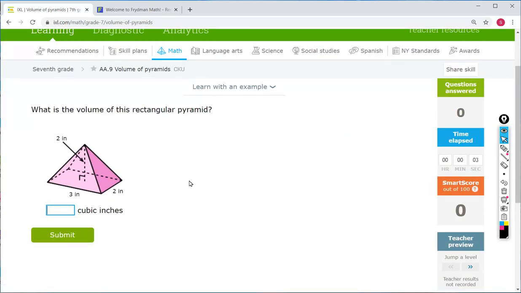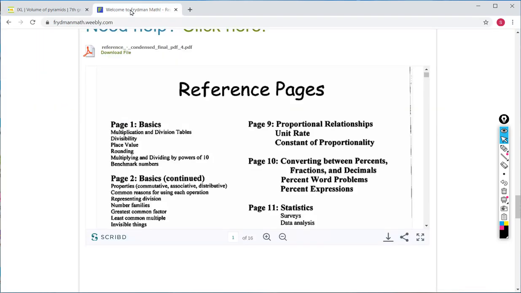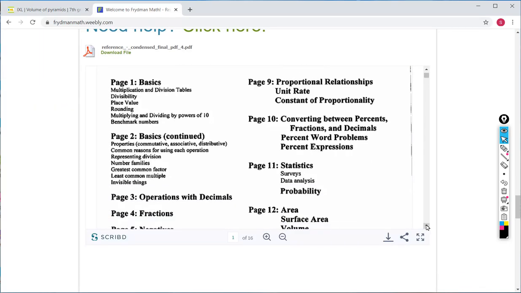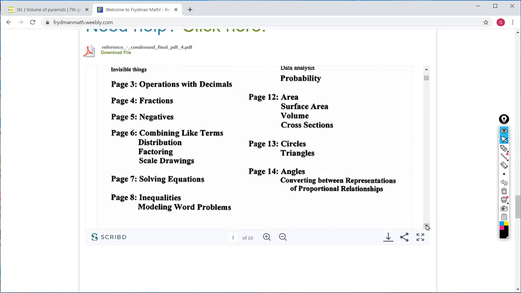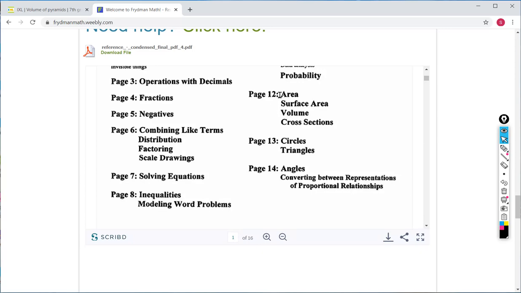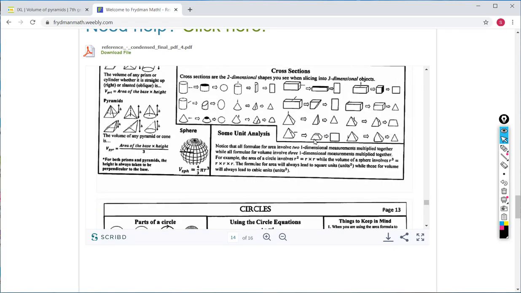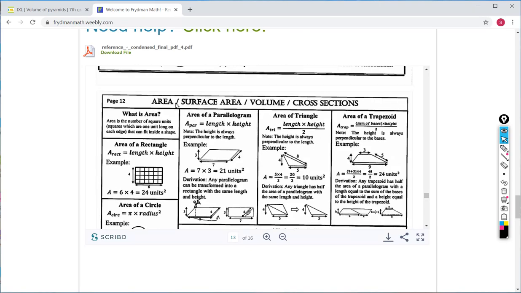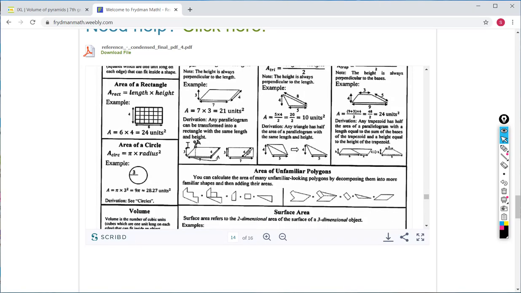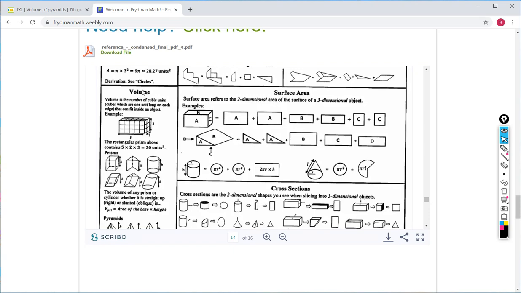Okay, before we do this, let's go over to Frydman Math and look at, here on page 12, we see volume. So let's go to page 12. All right, here is page 12, and volume is on this side.